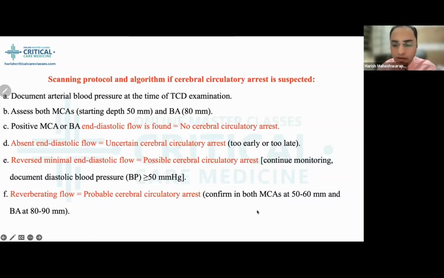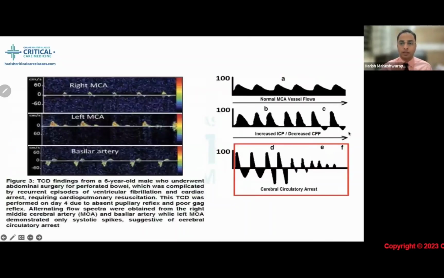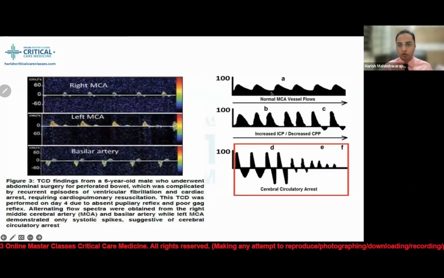Confirm both MCA at 50 to 60 millimeter and basilar artery at 80 to 90 millimeter. Total absence of diastolic waveform or reversal of the diastolic waveform gives a clue to the possibility of cerebral circulatory arrest. This is again the waveforms here. Normal MCA: peak sharp upstroke, that is the systolic upstroke, and diastole on the positive side.